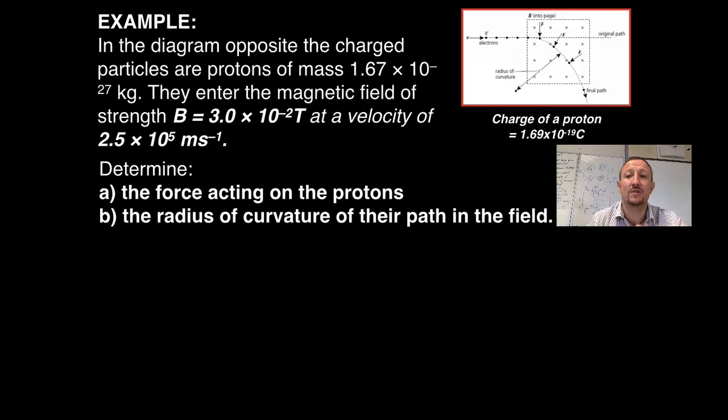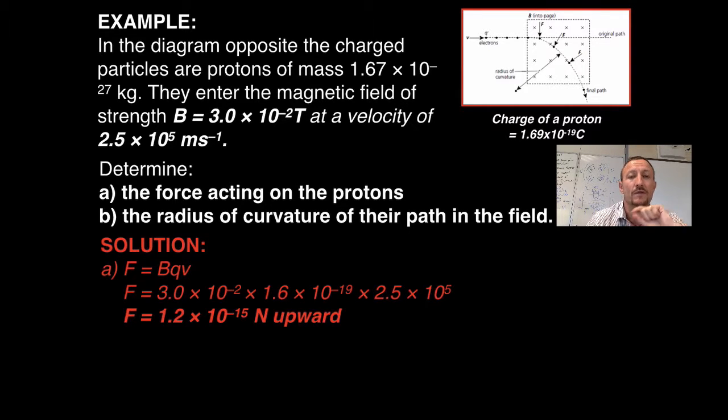So let's look at the first situation. In this case, we know the charge of our proton, because it states under the diagram, is 1.6 times 10 to the negative 19 coulombs. We know the mass of our proton. The force basically will be utilized using BQV. So the force equals BQV. We know that B is going to be 3 times 10 to the negative 2 Tesla. We know that Q is going to be the charge, which is 1.6 times 10 to the negative 19. And we know the velocity is 2.5 times 10 to the 5. So the result is that our force generated on our proton basically is going to be 1.2 times 10 to the negative 15 newtons, and it's going to be upwards.